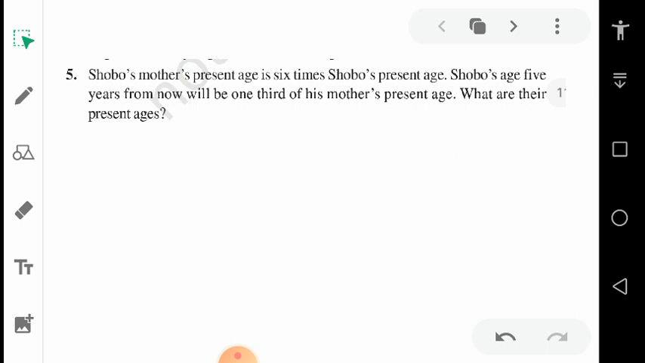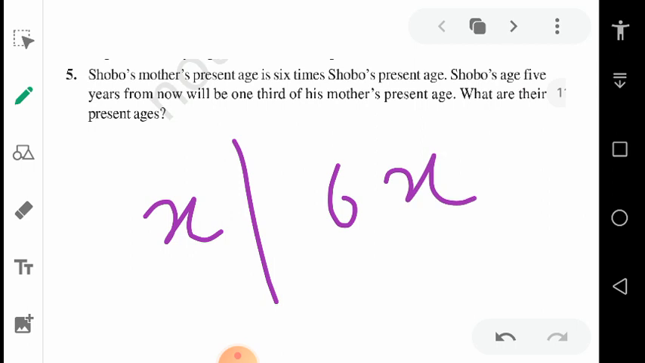Our first question is: Sahu's mother's present age is 6 times Sahu's present age. Sahu's age 5 years from now will be one third of his mother's present age. What are their present ages? Here we have to consider Sahu's age as x, because Sahu is younger than his mother. So we will consider Sahu's age is x, and as it is given that the mother's age is 6 times, the mother's age will be 6x obviously.